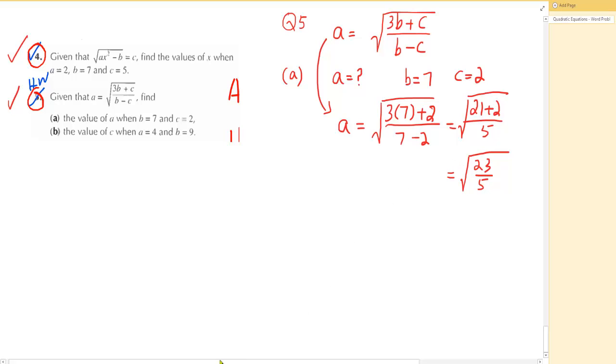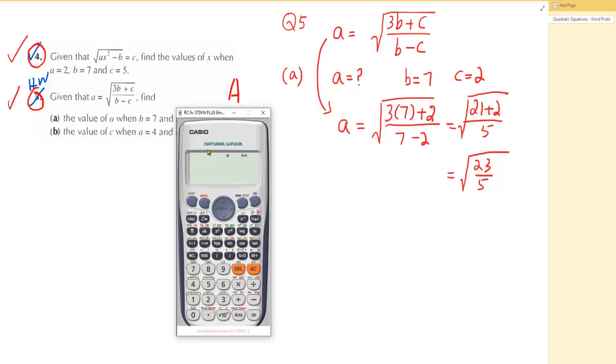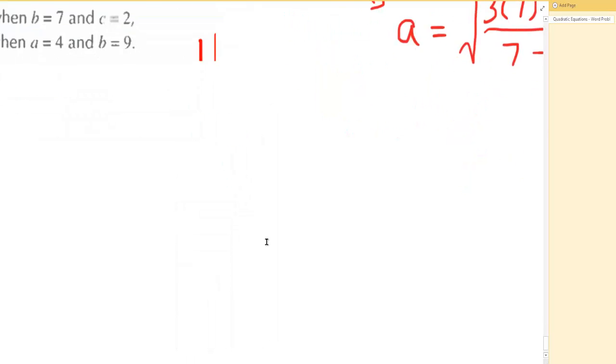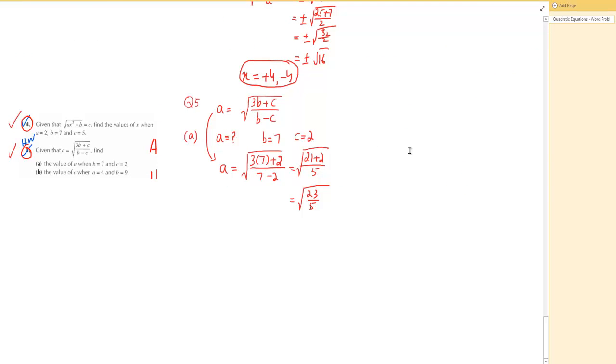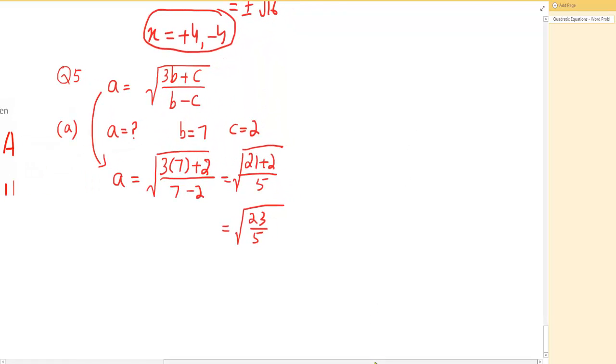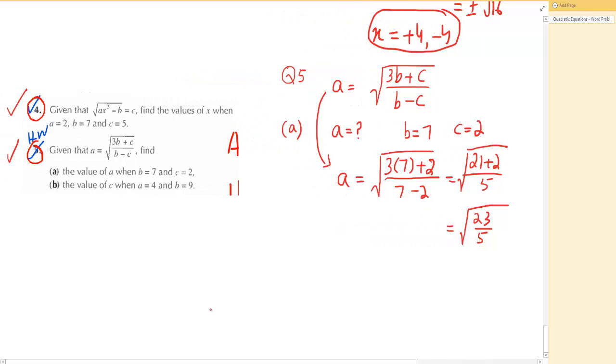5. I have to use the calculator because it's not possible to find otherwise. 23 divided by 5, so its answer is 2.1414. So it is 2.14, beta. This is the value of A.